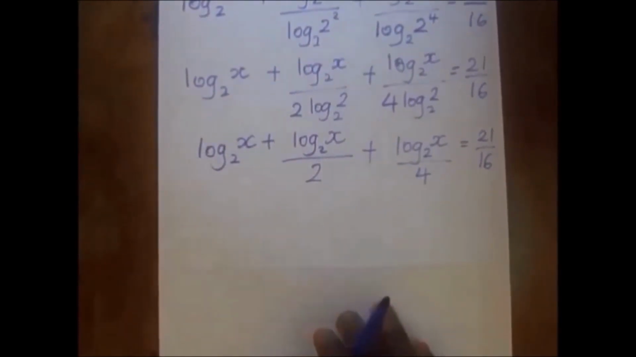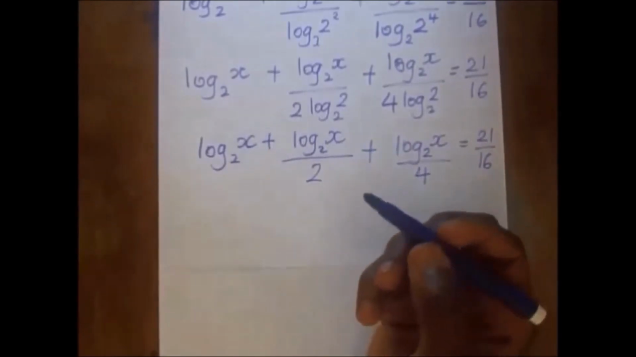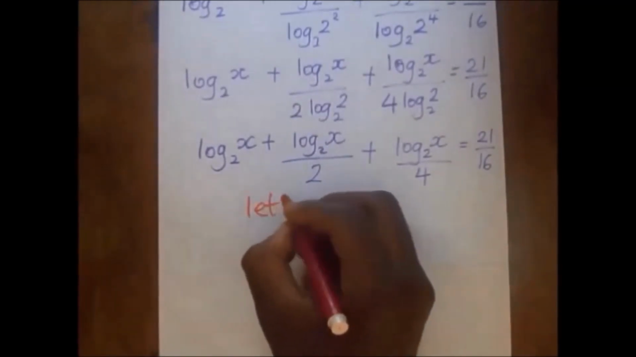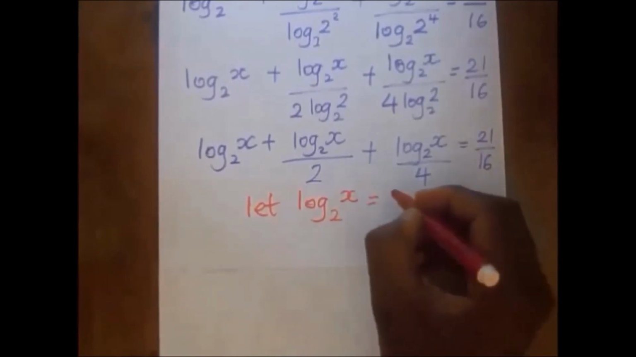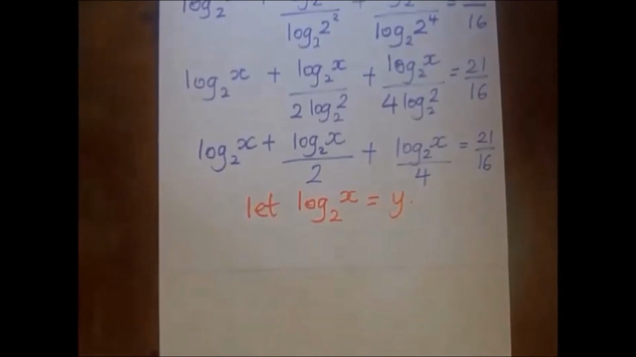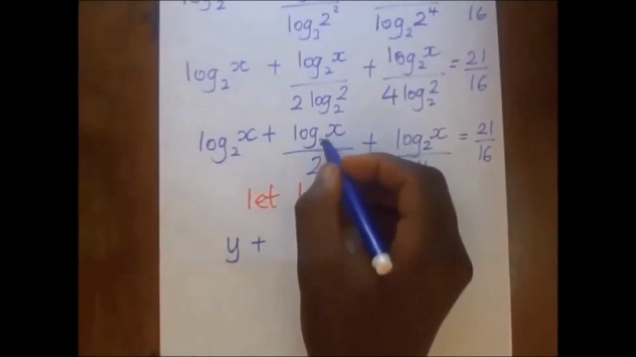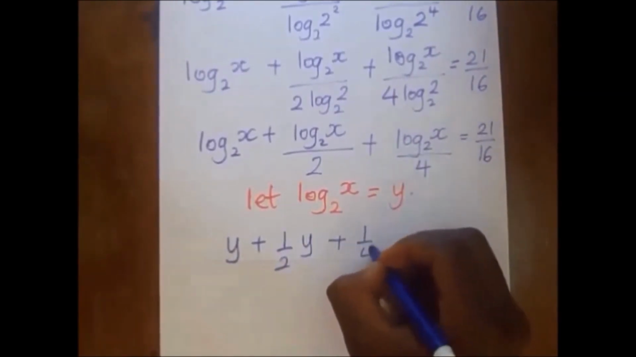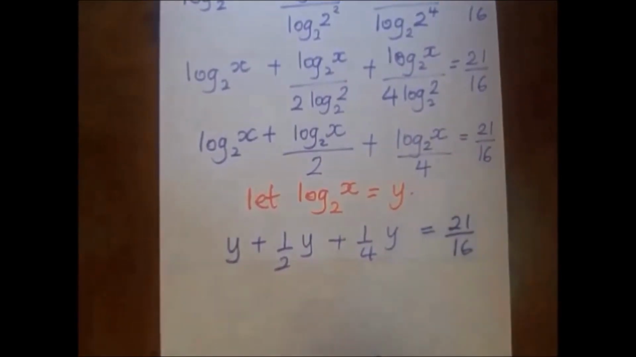After obtaining that expression, let us codename log of x base 2. We give it a letter. So we shall say that let the logarithm of x base 2 be equal to y. So if it is equal to y, it means that our expression is going to change. This is going to be y plus half y plus a quarter y is equal to 21 over 16.